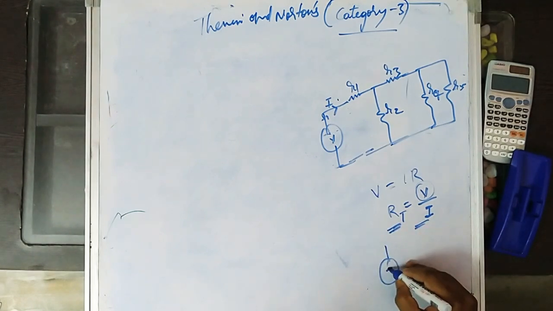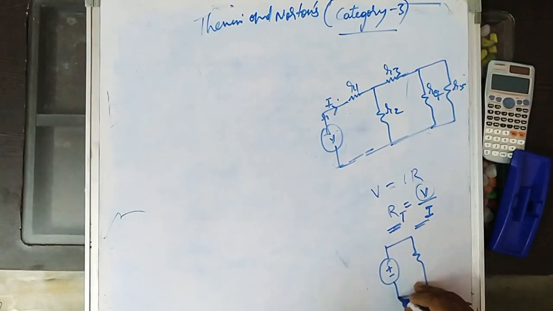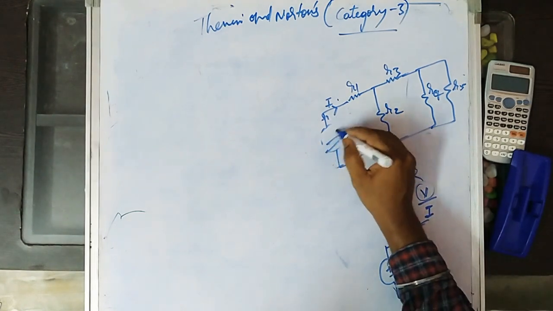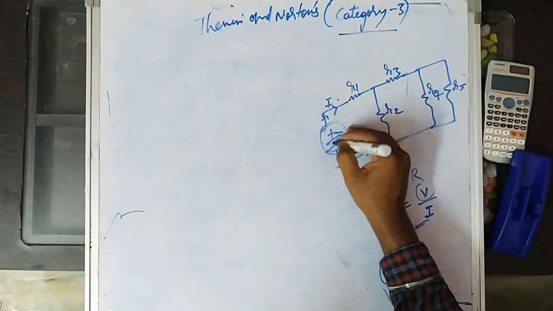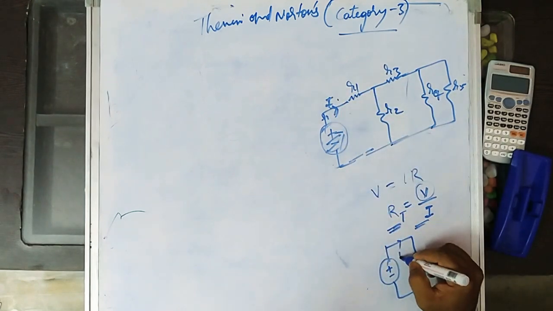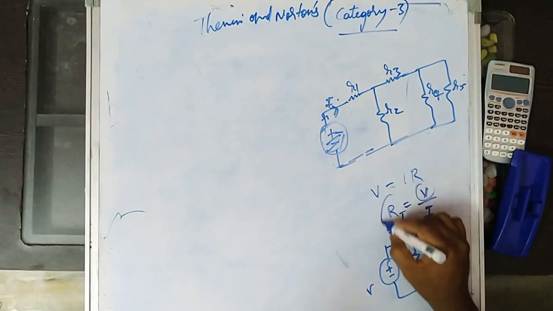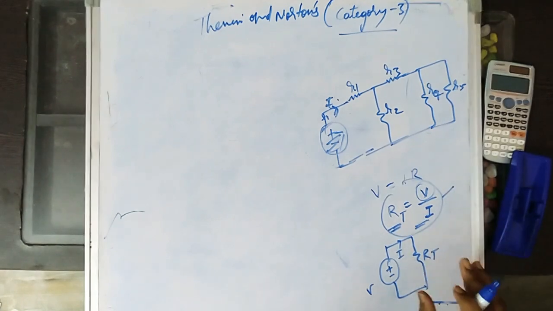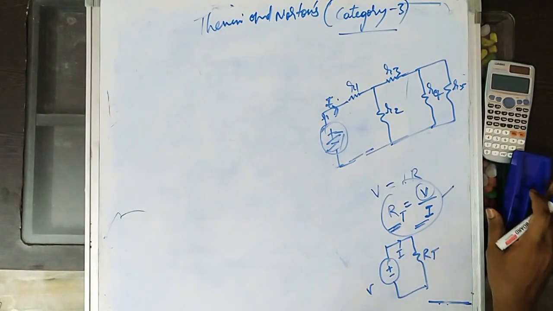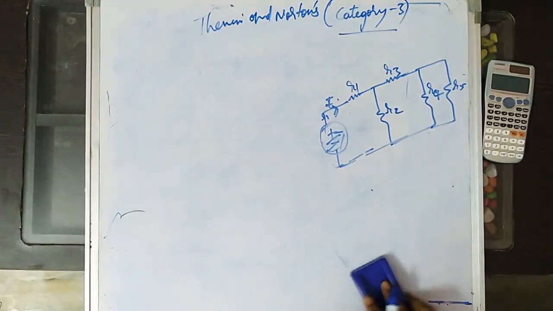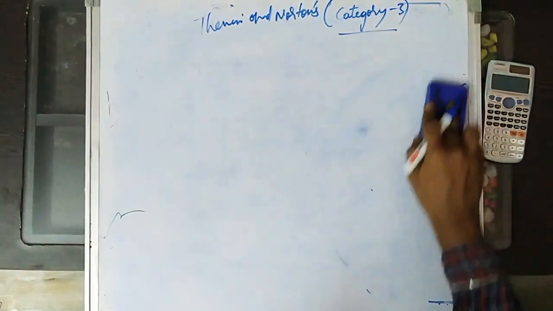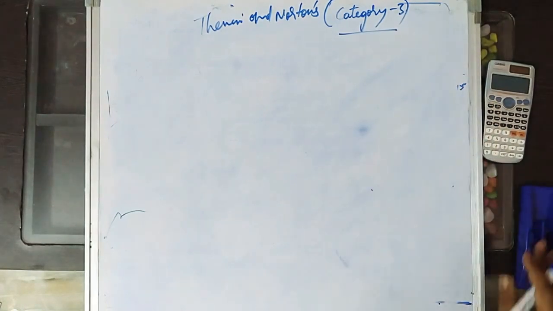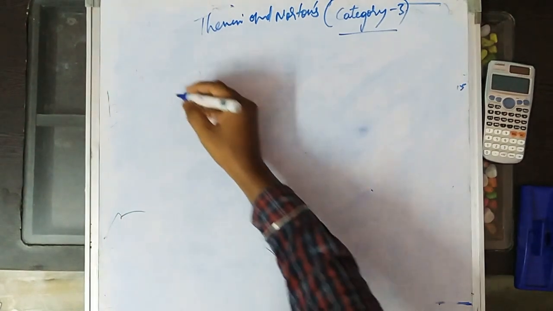So instead of finding the total resistance by the conventional way, you attach a voltage source, find the response, and get RT, which equals V by I. We use this concept in solving the category 3 sums. Is that clear now? To explain category 3, I introduce one circuit which has only a dependent source. So this is the circuit.